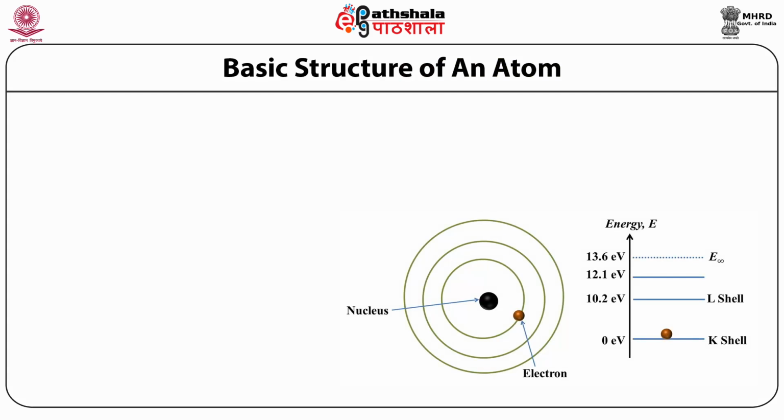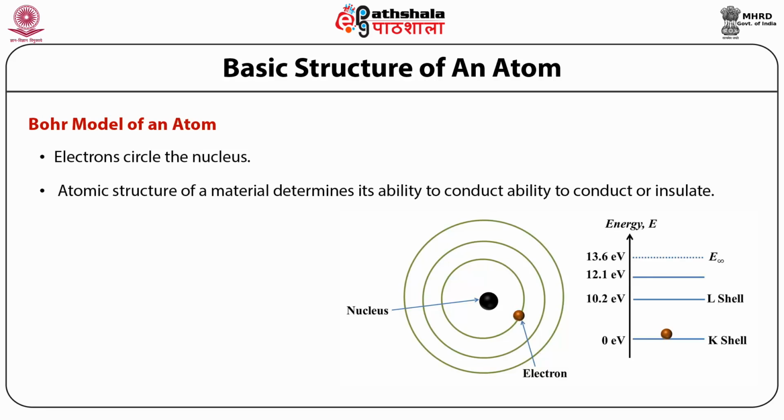Basic structure of an atom. Now students, let us begin with the basic structure of an individual atom. According to Bohr's atomic model, an atom consists of a nucleus and a shell or orbit. The nucleus is composed of protons and neutrons, and the electrons revolve around the nucleus in shells.